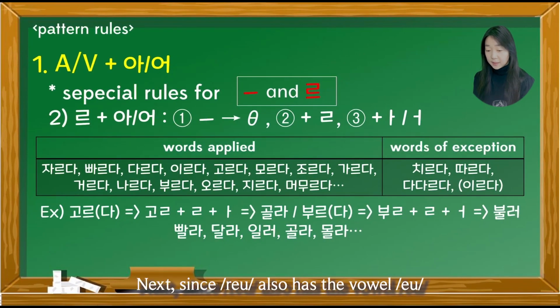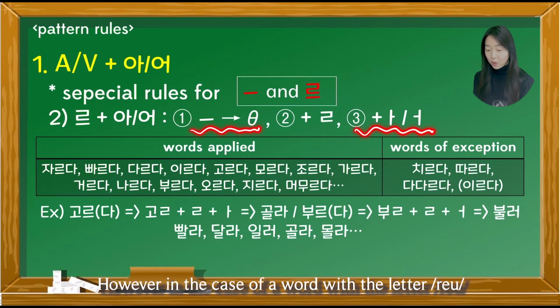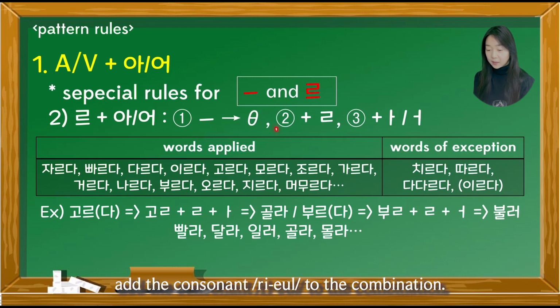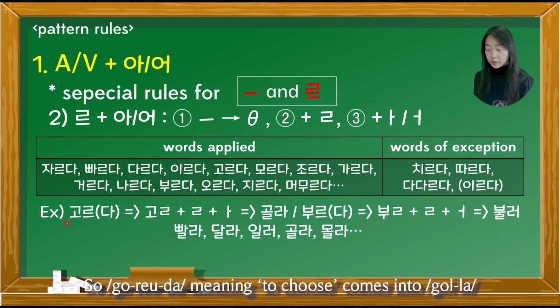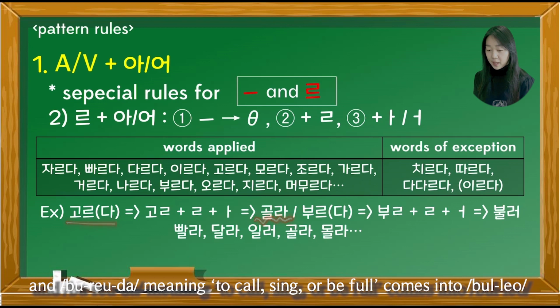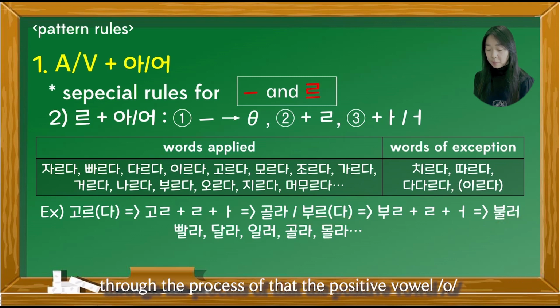Next, since 르 also has the vowel 으, the previous 으 rule applies the same. However, in the case of a word with the letter 르, add the consonant 리을 to the combination. These three represent the steps for forming. So 고르다, meaning to choose, comes into 골라, and 부르다, meaning to call, sing, or be full, comes into 불러.